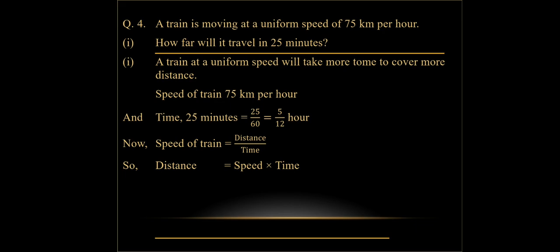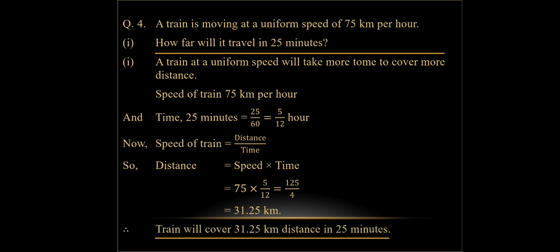So now distance equals speed into time, because here we will find out distance. How much distance will the train travel in 25 minutes? So distance equals speed into time. Speed here is 75 km per hour and time is 5 upon 12 hour. So that is equal to 125 upon 4 equals 31.25 km. It means the train will cover 31.25 km distance in 25 minutes.